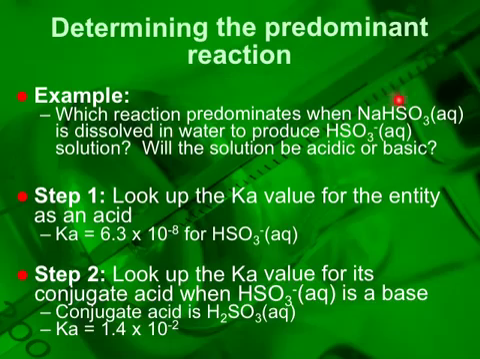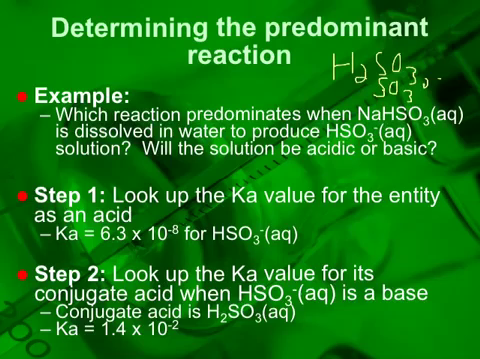Because hydrogen sulfite can both accept a hydrogen to produce H2SO3, or it could donate a hydrogen to water to become sulfite ions, SO3 2-, it can act as both an acid or a base. So we need to figure out which is the predominant reaction, which reaction will happen more often.